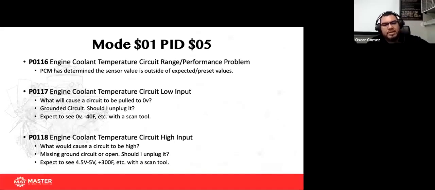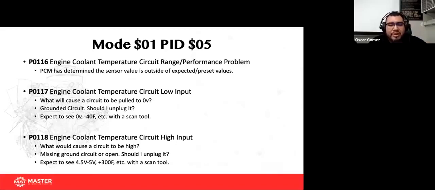Forget about ECT coolant temp, just look at circuit low. If I get a car that comes in and it has a circuit low code, okay, what this is telling me is more than likely the PCM is seeing that the bias voltage is getting pulled to 0 volts. So your question should be, what causes a circuit to be pulled to 0 volts? What's going to cause that circuit to get pulled to ground, right? That's what we should start thinking.